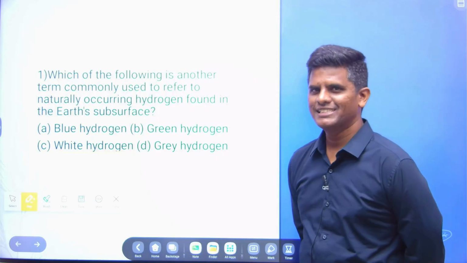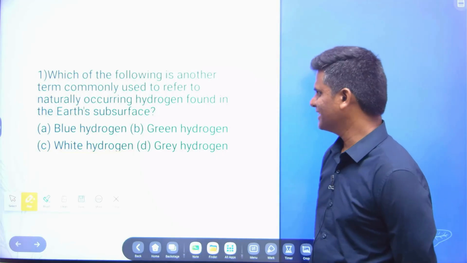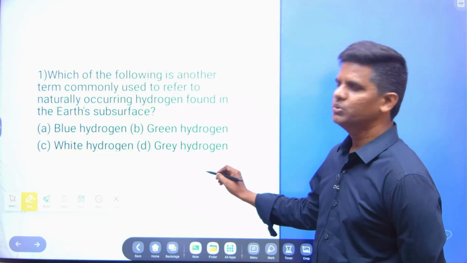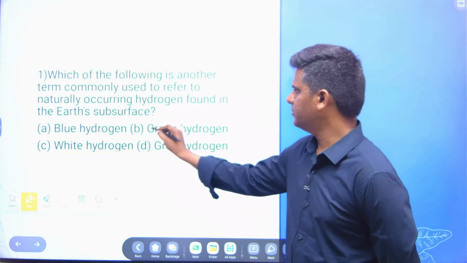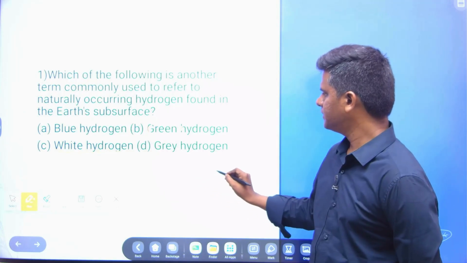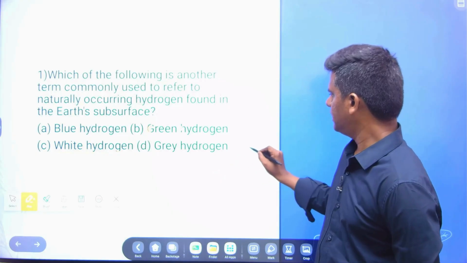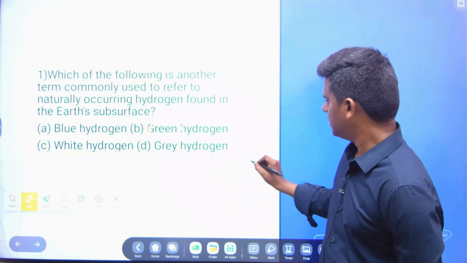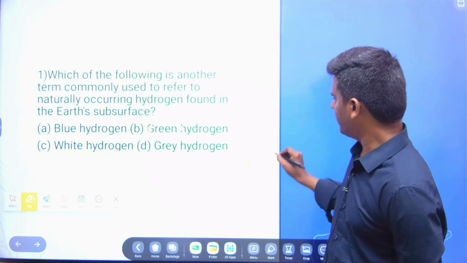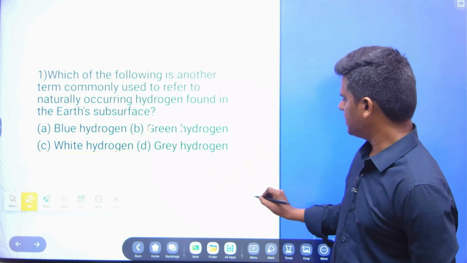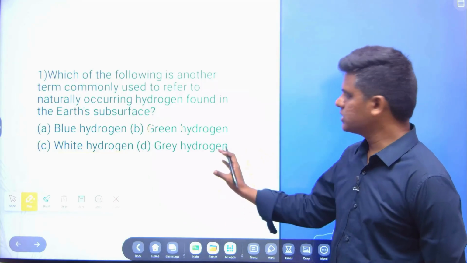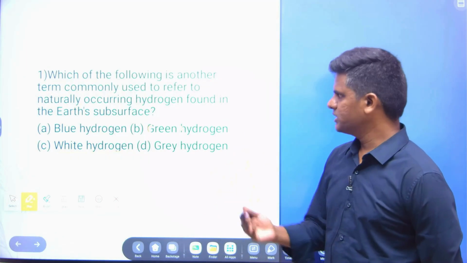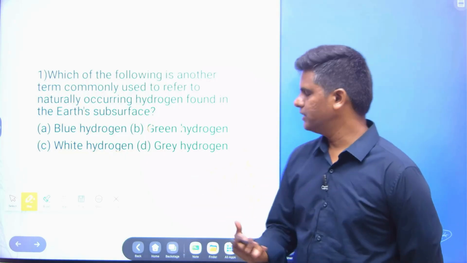So let us see what the other hydrogens are. There are different terminologies being given, maybe just to confuse UPSC aspirants. First we will take green hydrogen. Green hydrogen means when we use any renewable energy, because the word green has come, like solar energy, and we do electrolysis, and hydrogen is formed by separating hydrogen and oxygen from the water using solar energy or any renewable energy, then we call it green hydrogen. You must be knowing about this. I am telling it for the benefit of those who don't know.